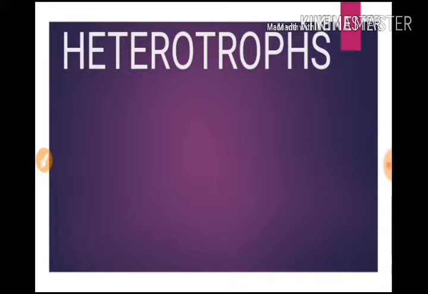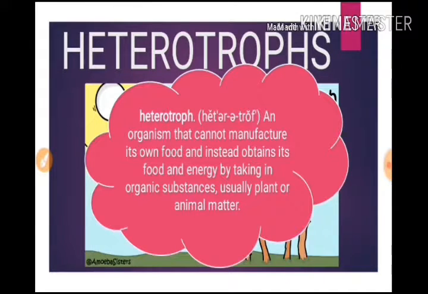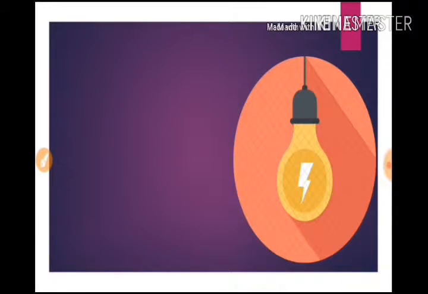So, humans are considered heterotrophs. What is a heterotroph? A heterotroph is an organism that cannot manufacture its own food and instead obtains its food and energy by taking in organic substances, usually plant or animal matter. Because we are living things that cannot make their own food, we get our food by consuming other organisms, which is why we are called consumers.